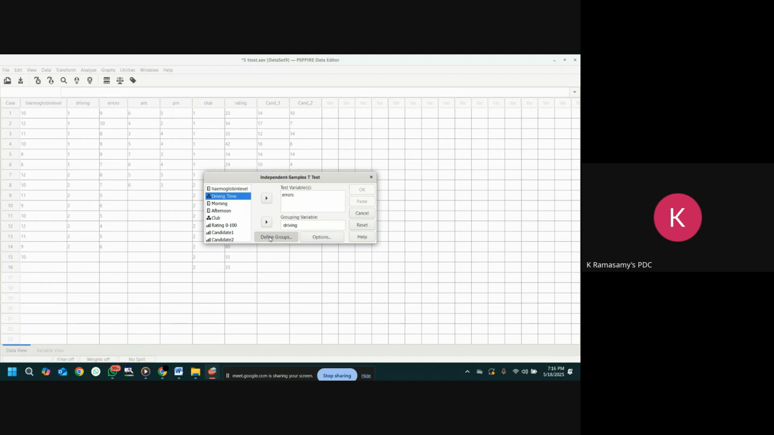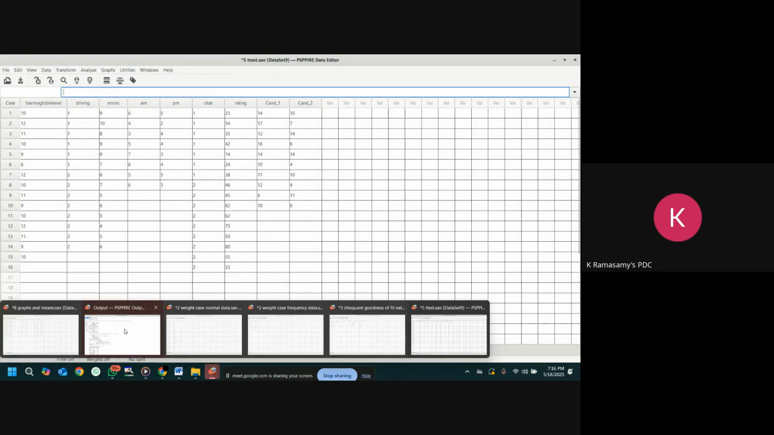Just click on define groups and type 1 here for group one, and 2 for group two. I got two groups. Group one, I coded as 1. Group two, I coded as 2. Fine, clear? Yes, say continue. I have defined the groups. How do I know? It's here, no? Driving, 1, 2. 1 means nighttime. 2 means daytime. Then say, okay. That's it.